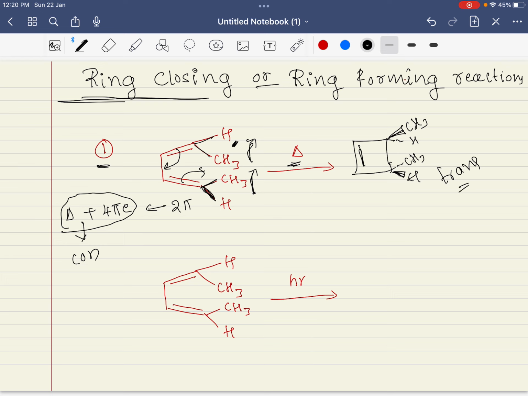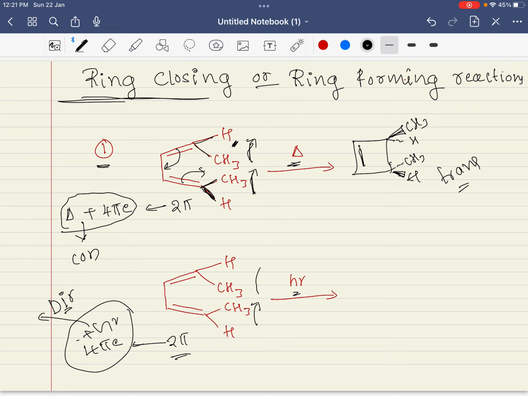We'll solve this example. Here also it is 2 pi bonds and 4 pi electron system and the condition here is photochemical. You know that photochemical condition and 4 pi electron system means you have to do disrotatory. Disrotatory means either moving inside or moving outside. What we'll do here is we'll move inside. First we'll write the basic product. This pi bond will be shifted here to form a new pi bond and this bond will be shifted here to form the new sigma bond. The basic product is this.